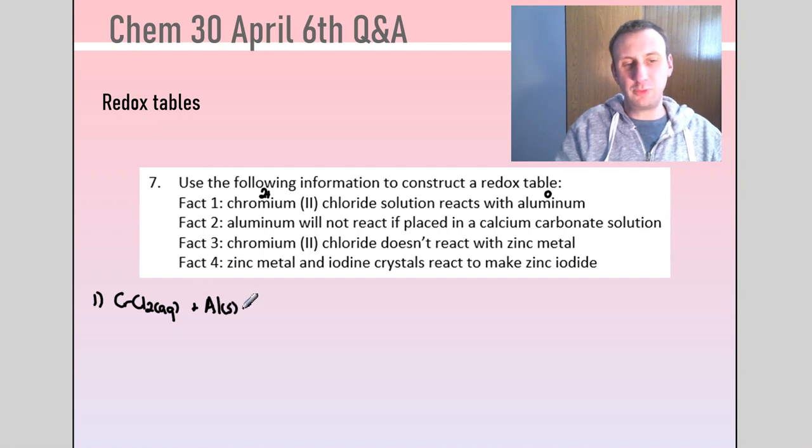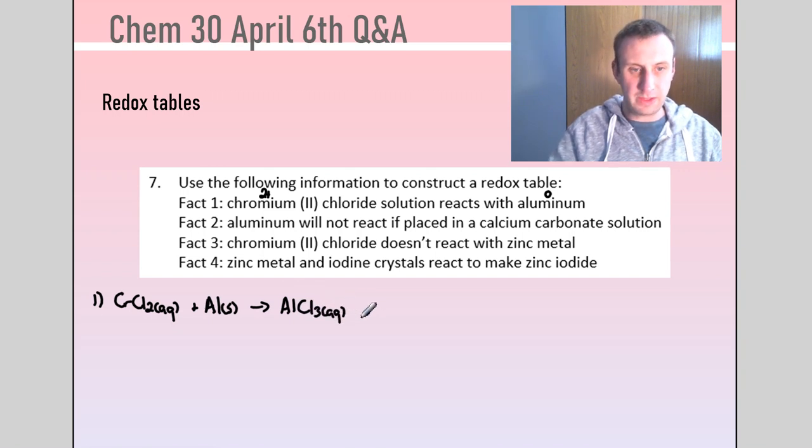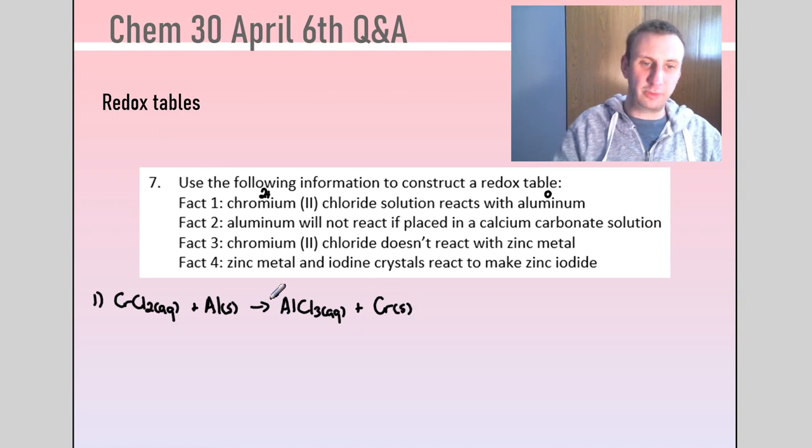Based on your Chem 20 knowledge, you should know that this is going to be a single replacement and the metal will replace the metal in the ionic compound. So I end up with AlCl3 aqueous. Okay, and I'm going to have chromium solid as well. In order to balance this, I would need a 2 here, a 2 here, a 3 here, and a 3 here to make that work.